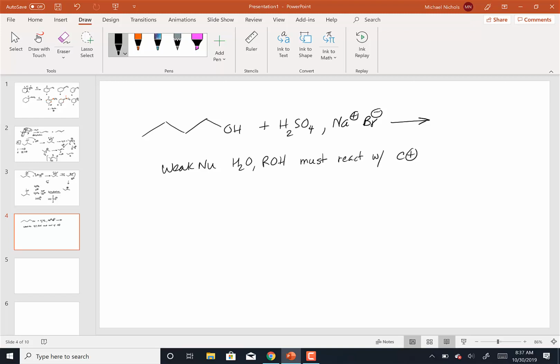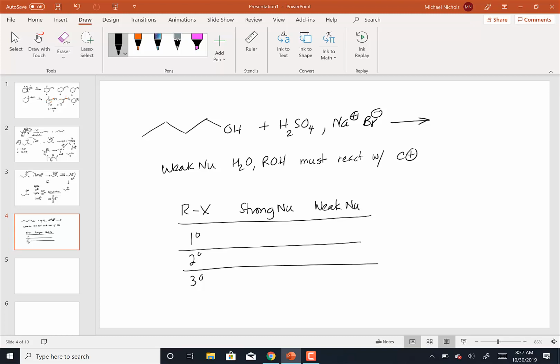So with those 3 facts, primaries only undergo 2s, tertiaries only undergo 1s, and weak nucleophiles have to react with a carbocation, we could set up a reaction table and say, what happens when you react an alkyl halide with a strong nucleophile? What happens when you react it with a weak nucleophile? Primary, secondary, and tertiary. Our example of a strong nucleophile is anything with a negative charge, weak nucleophile, alcohol, or water.